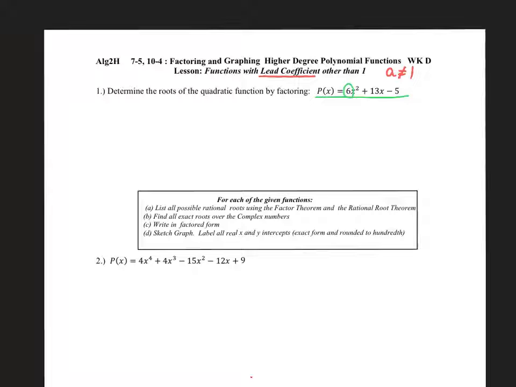The other reason why this is a really nice example is because this polynomial is a quadratic, and it's really an Algebra 1 question. It says determine the roots of the quadratic function by factoring. Okay, well, we learned how to factor that in Algebra 1. And so I would use split the middle term. So I would be looking at factors of negative 30 that would add up to 13, and that would be 15 and negative 2. And so we split this middle term up.